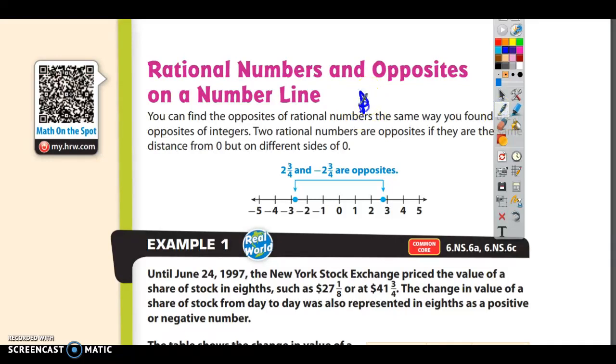We are on page 54, and we are going to be talking about rational numbers and opposites on a number line. The majority of the top of this page is just instruction, but we'll examine it and make sure you understand how to do this stuff.